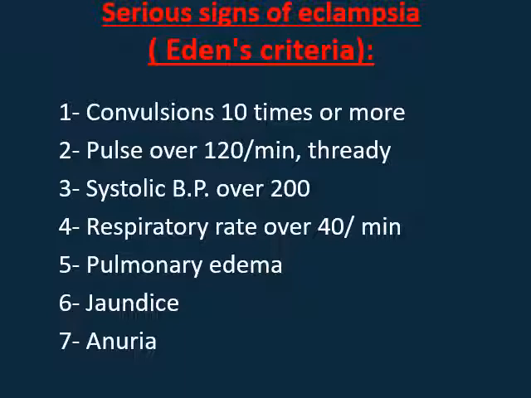Criteria of serious cases of eclampsia are called Eden's criteria. They include convulsions lasting 10 minutes or more, weak thready pulse over 120 beats per minute, systolic blood pressure over 200 mm mercury, respiratory rate over 40 cycles per minute, pulmonary edema, jaundice, and anuria.